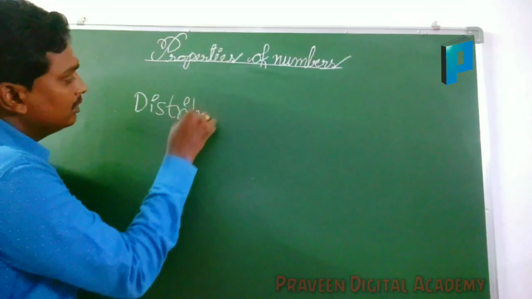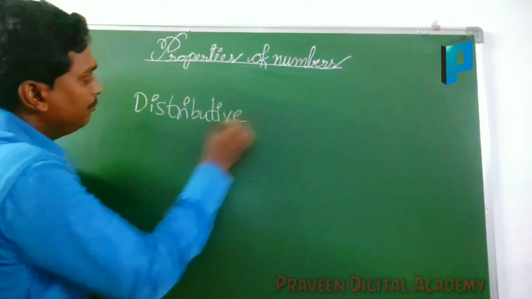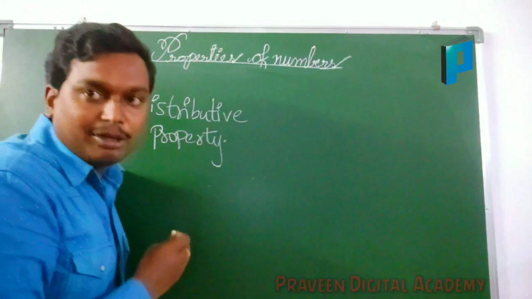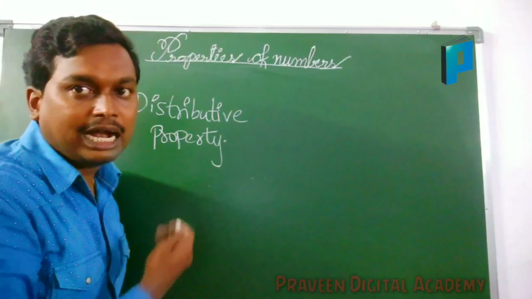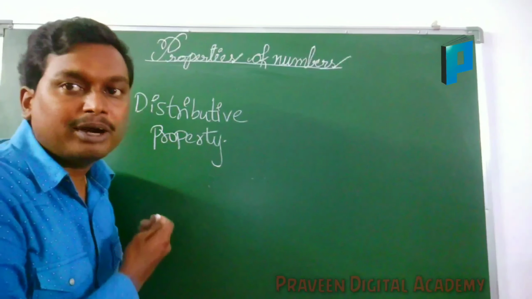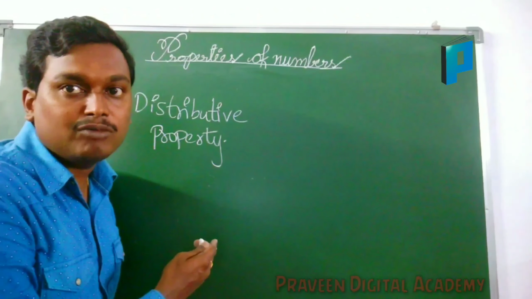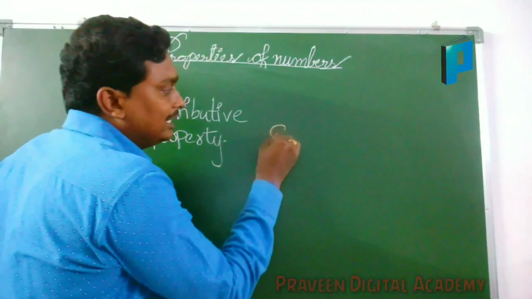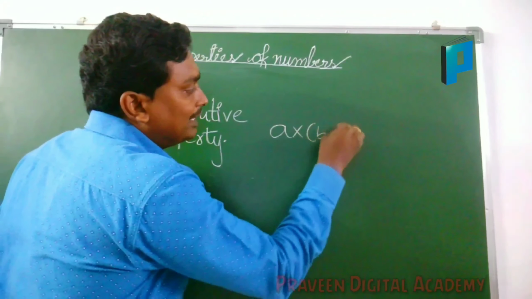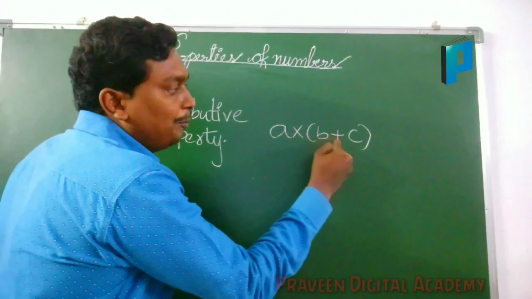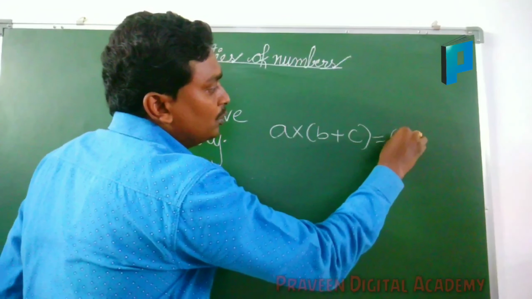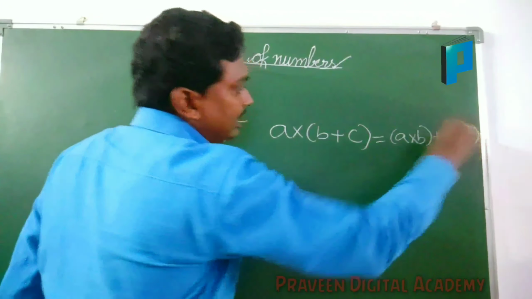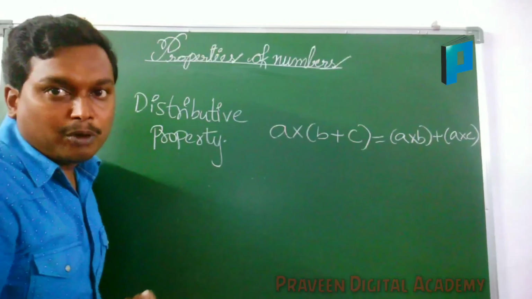Distributive property. Here, the distributive property does not exist under addition or under multiplication alone. The distributive property itself is a combination of addition and multiplication. The distributive property is A into B plus C. A into B plus C is equal to A into B plus A into C. That is the distributive property.